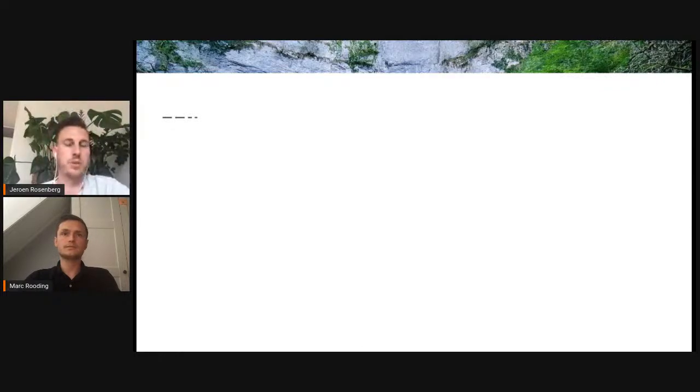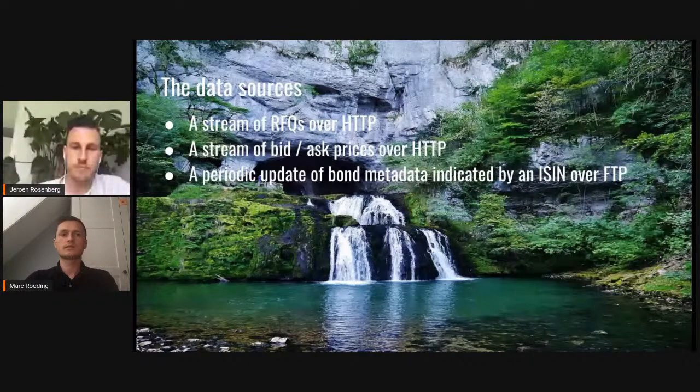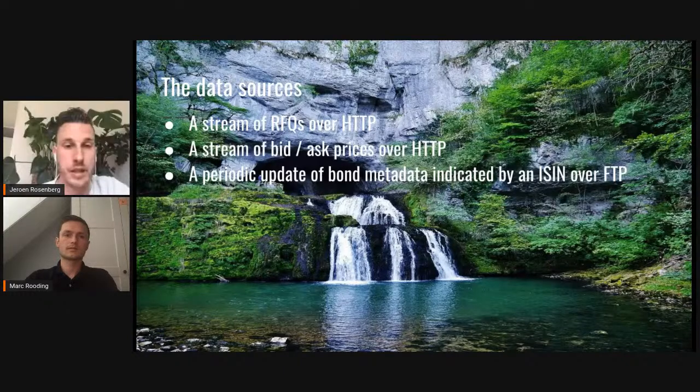So let's talk about the data sources. I already mentioned a stream of RFQs. For this use case, we imagine they come in over HTTP. Then we also have the bid ask prices that we will need for our prediction. Let's say they also come in over HTTP. The third data source would be the ISIN data. That is the metadata for an RFQ, defined by the identification number, the ISIN. And of course, since this is an enterprise product, there's an FTP server somewhere. So let's imagine that this comes in through regular updates on an FTP server that we will have to pull it off from.